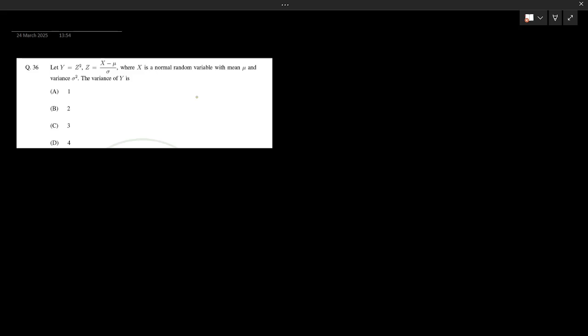We have two transformations. One is z equal to (x minus mu) by sigma, and the other transformation is y equals z square. The question asks to find the variance of y, and a few options are given. We have to find the exact value of the variance of y.